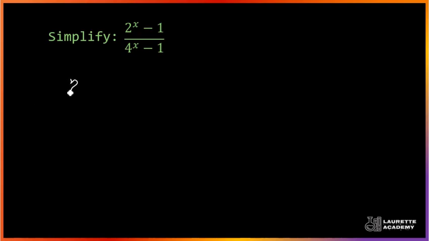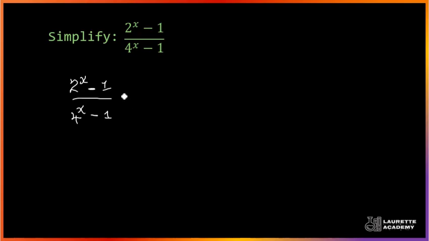We have 2 to the power x minus 1 over 4 to the power x minus 1. Looking at this expression, there's nothing we can actually do as far as the numerator is concerned. But looking at the denominator, you see that this 4 to the power x here and 2 to the power x in the numerator are related somehow.